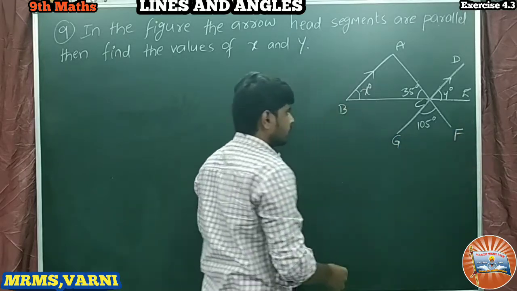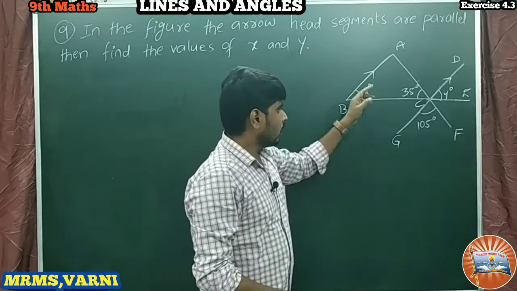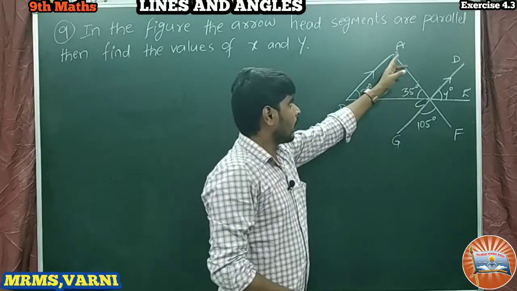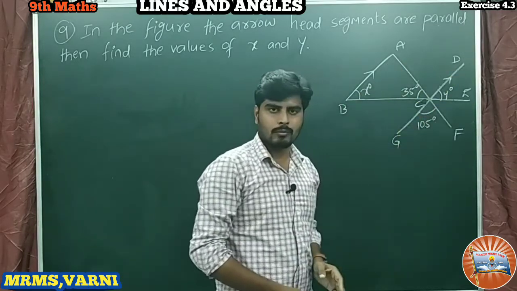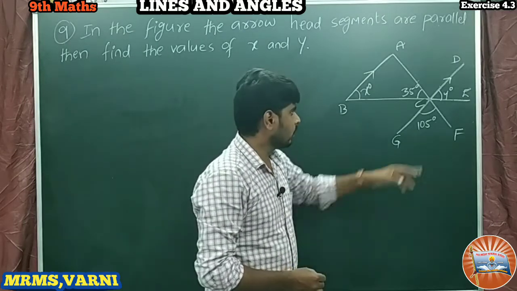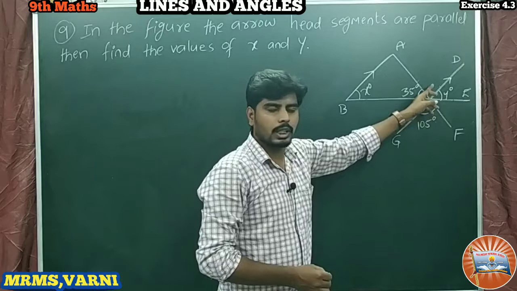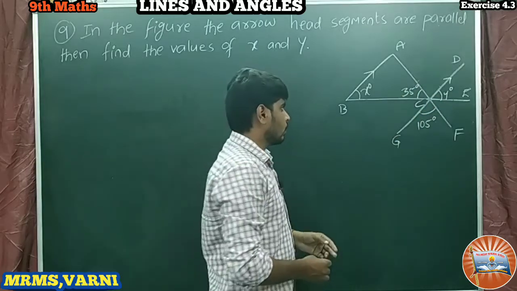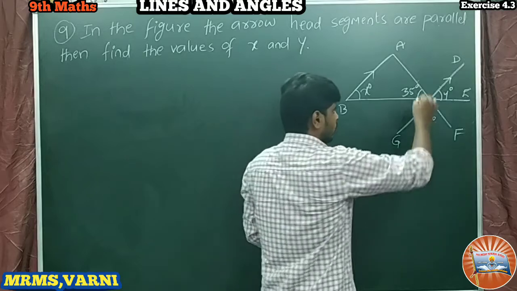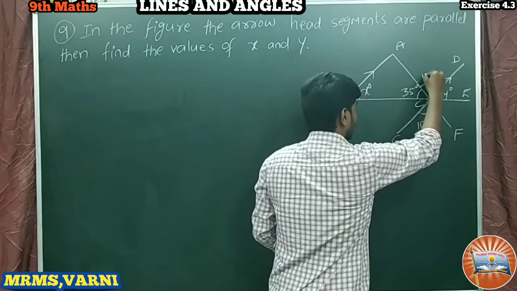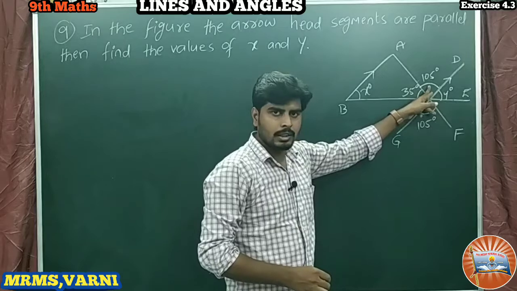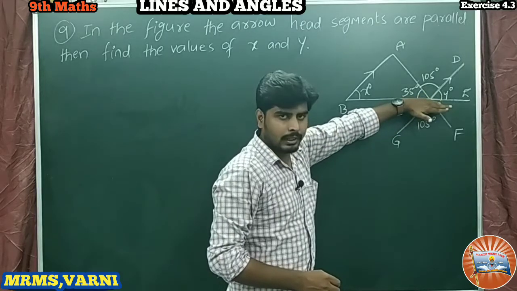If you observe, angle GCF and angle ACD are vertically opposite angles, isn't it? Look at here, these two angles are vertically opposite angles. So vertically opposite angles are equal, we know that already. So let us write here, it is 105 degrees. Okay, so if it is 105 degrees, this is a straight line.